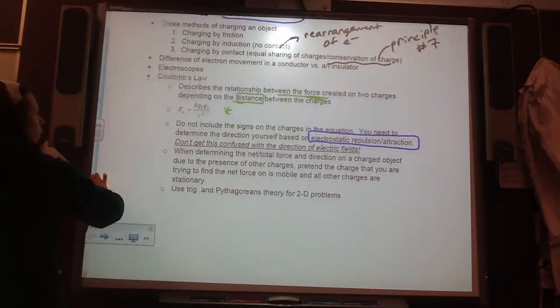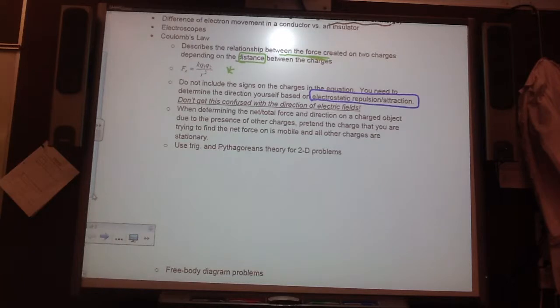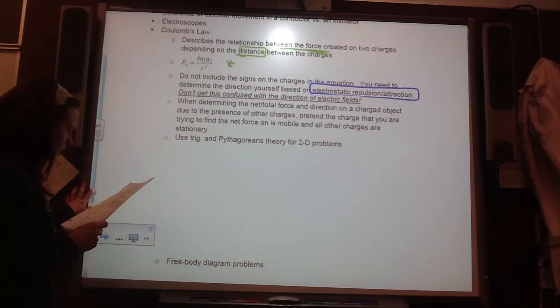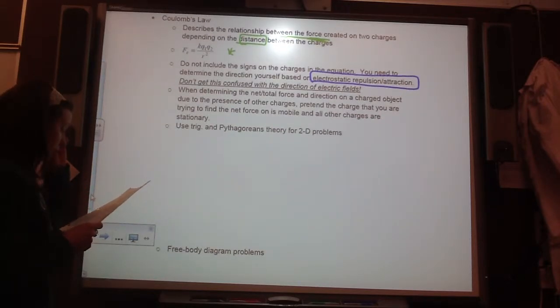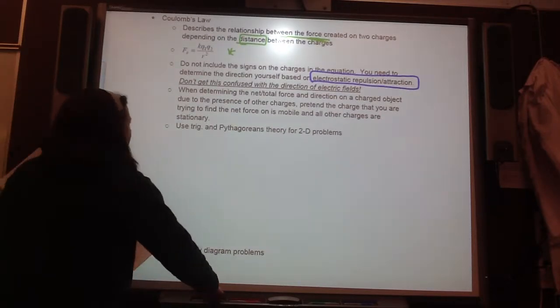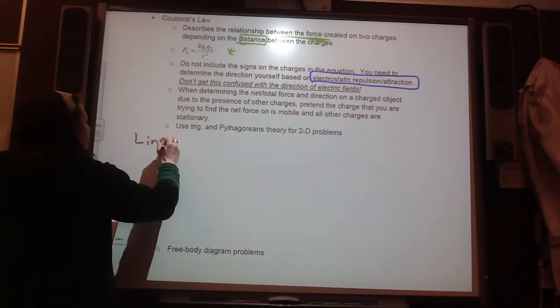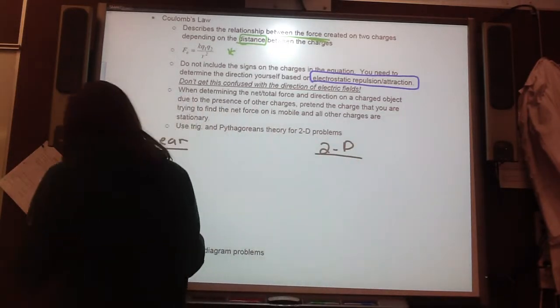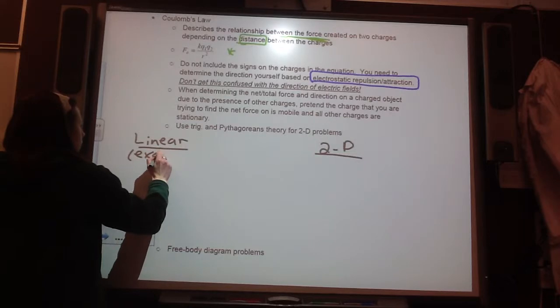When determining your net total force and direction on a charged object due to the presence of other charges, pretend the charge you are trying to find the net force on is mobile and all other charges are stationary. So use trig and Pythagorean theorem for 2D problems. So say we have both our linear and our 2D problems. Here is just an example.